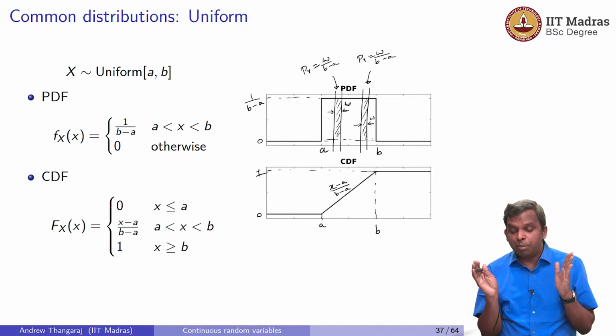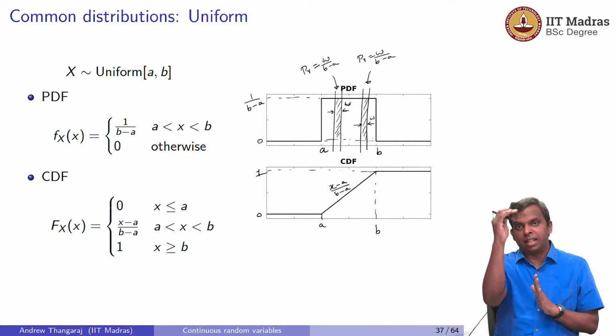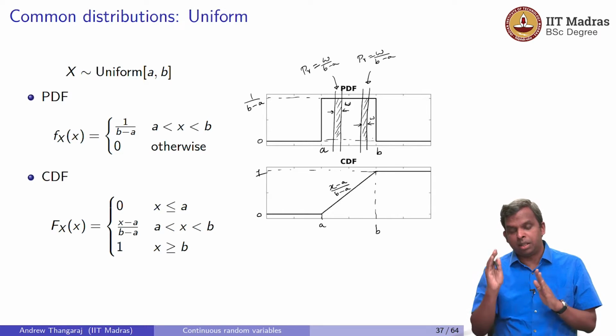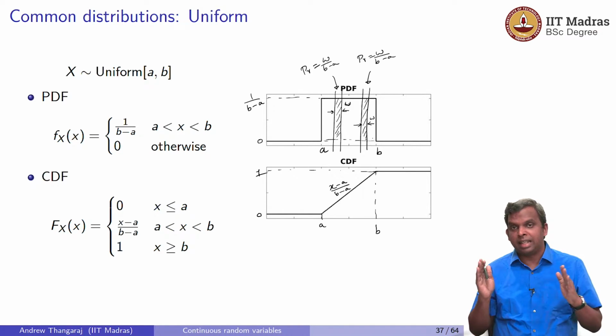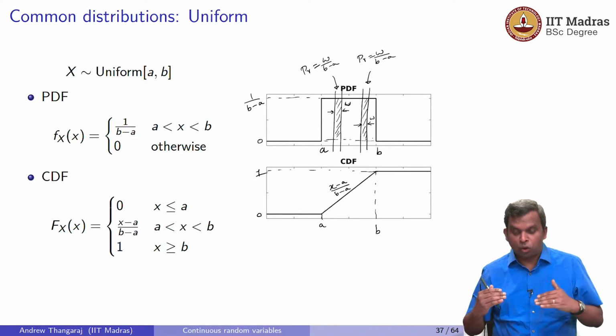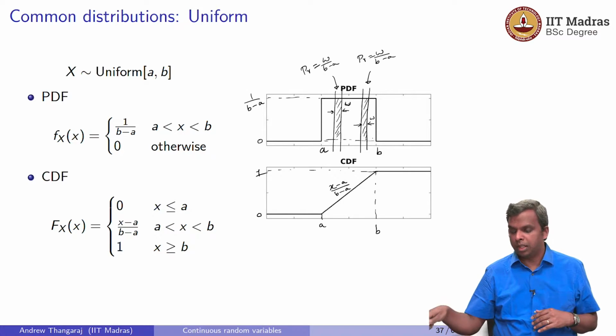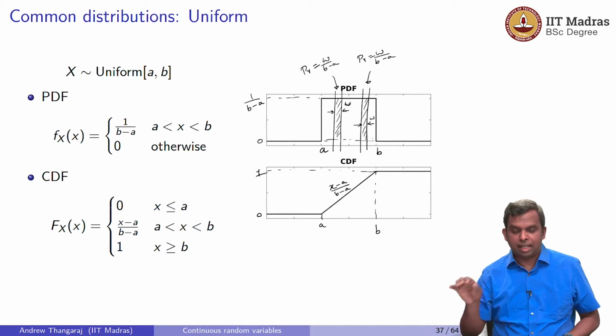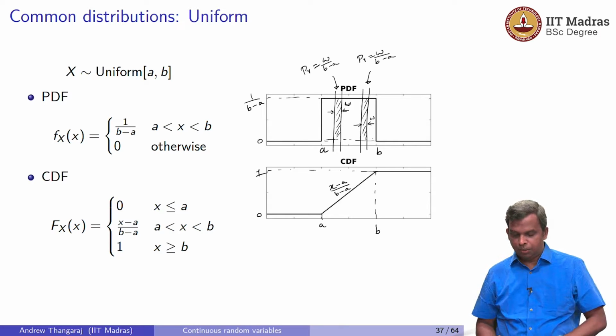Now if a and b are close together, the height will start increasing. 1 by b minus a will keep increasing as a and b come close together, and as a and b separate out, the height will fall down. 1 by b minus a falls down. So keep that in mind. So that's the uniform distribution.